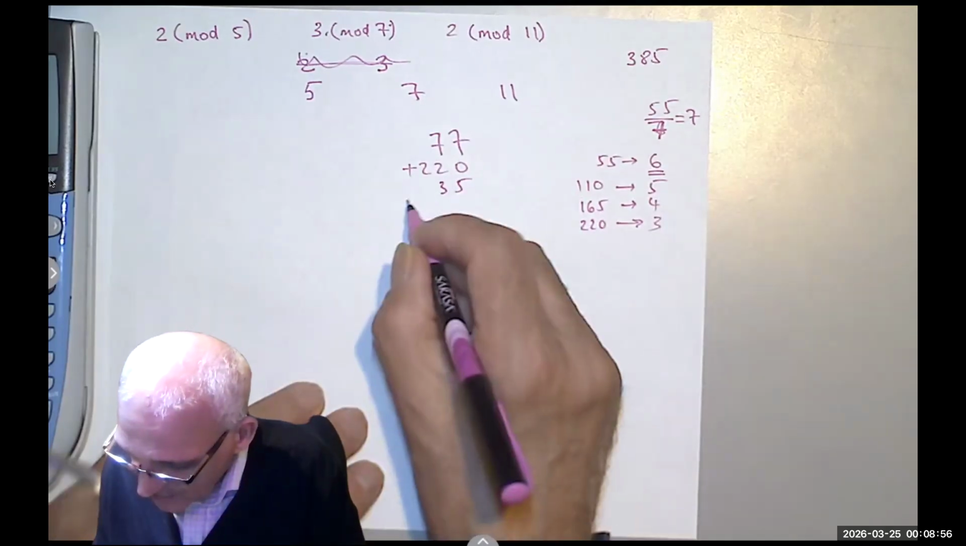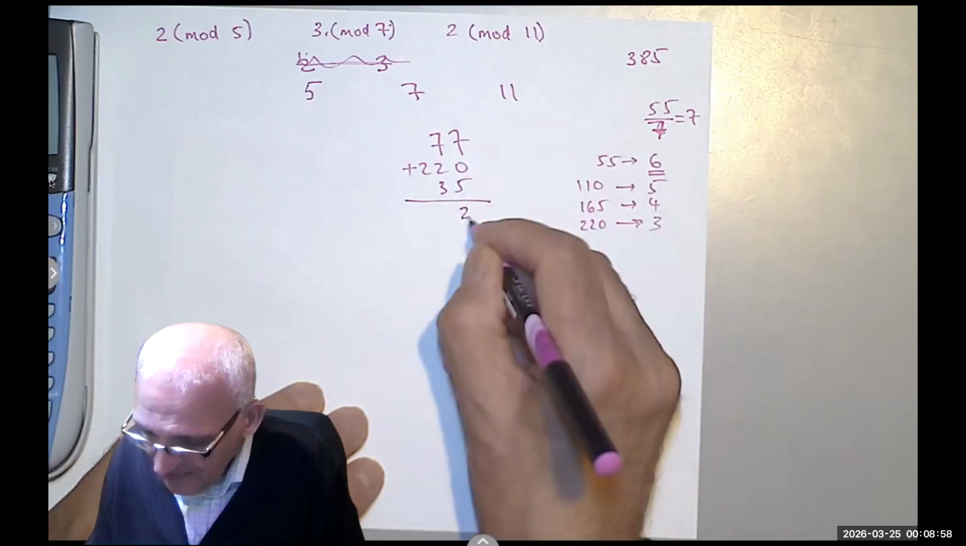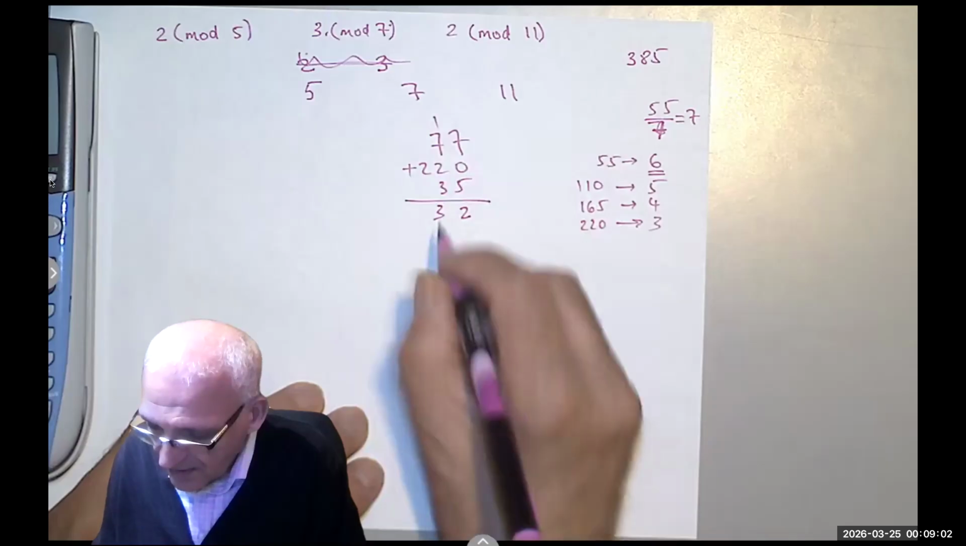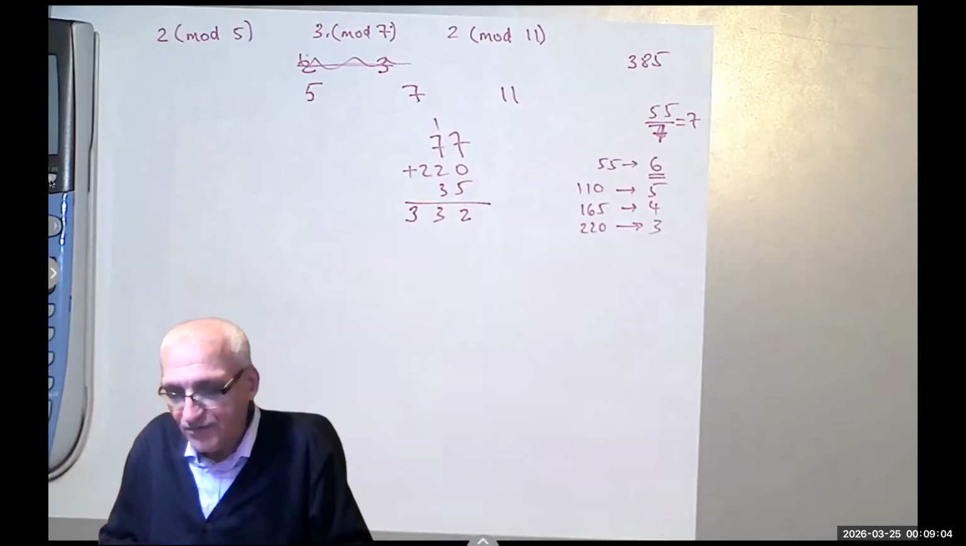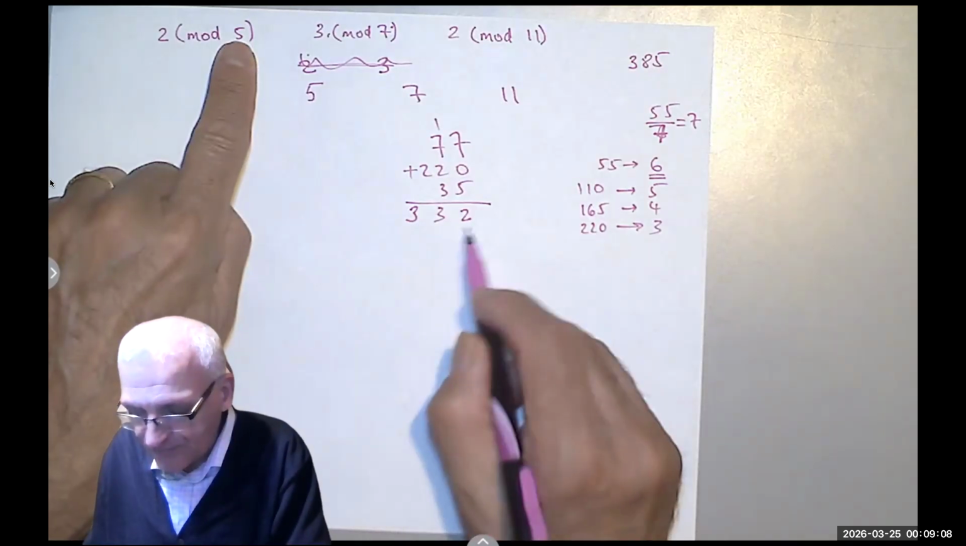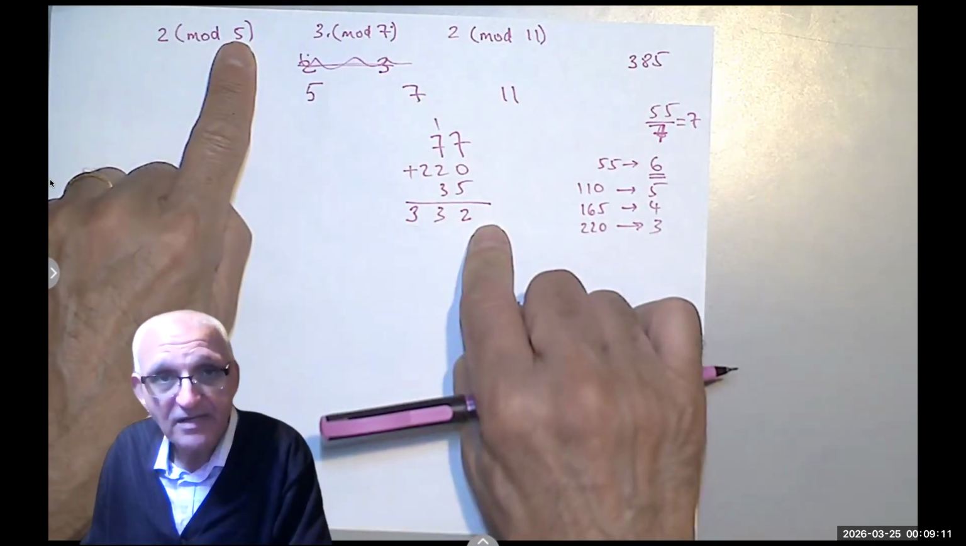And when you add those, you get 12, you carry over 1, 3, you carry over 1, 332. Divide 332 by 5, a remainder of 2, because 330 is divisible by 5.